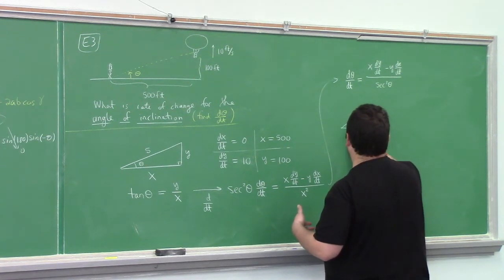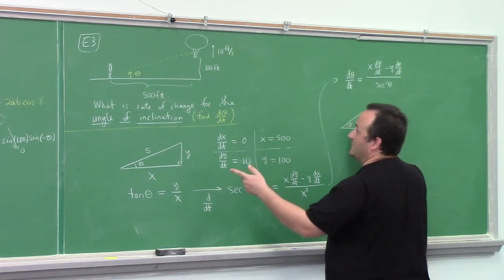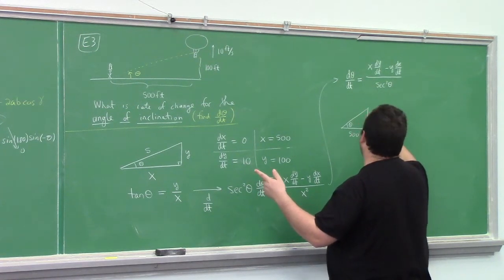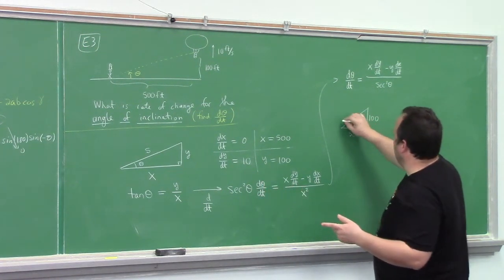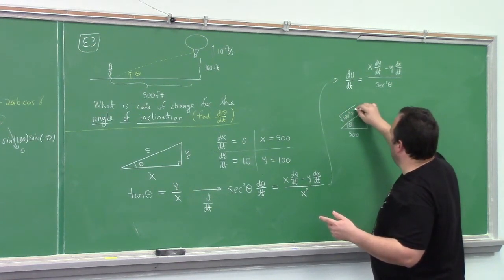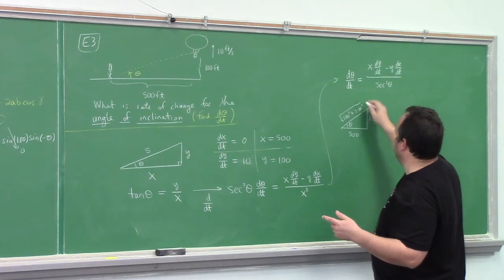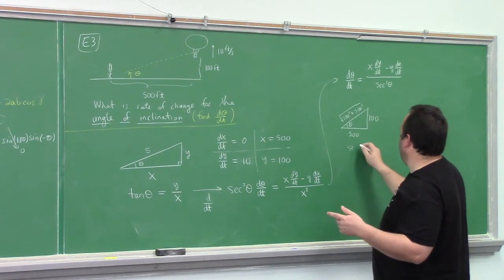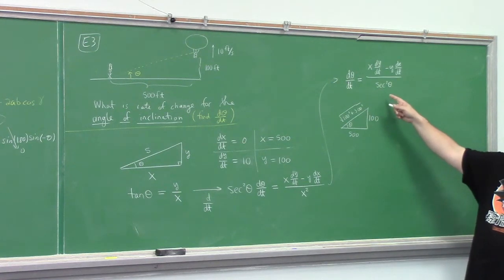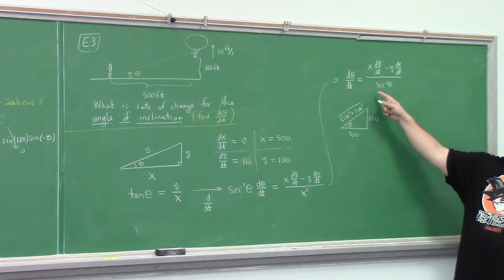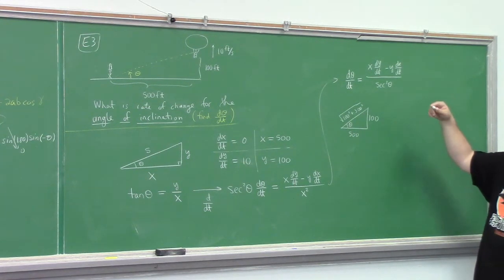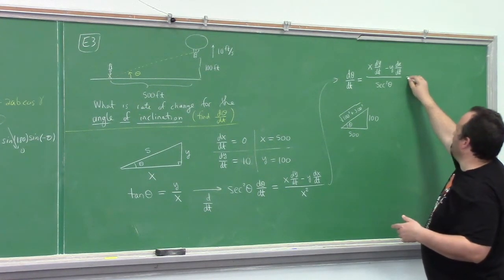I've got theta. The x is 500. The opposite side is 100. The hypotenuse is the square root of 100 squared plus 500 squared. So that makes secant theta equal to what? I guess I could rewrite this. It's also cosine squared theta times that. Anyway, I'll just put the numbers in.